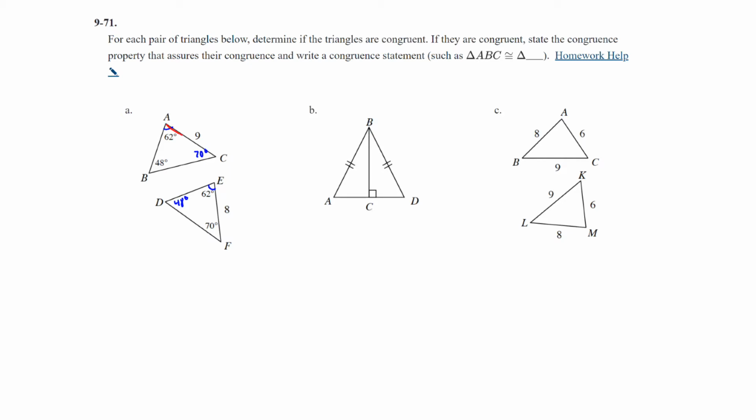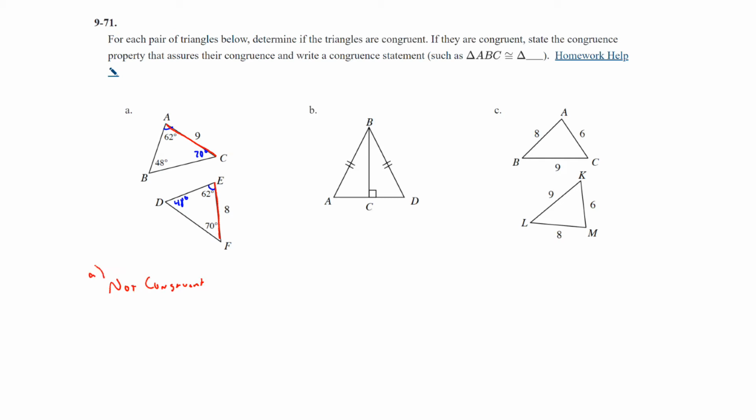So the line between 62 and 70, one of them is 9 and one of them is 8. Well, for them to be congruent, it has to have that ratio equal to 1. So on part A, these will not be congruent. These two triangles are not congruent, because that ratio is not equal to 1.